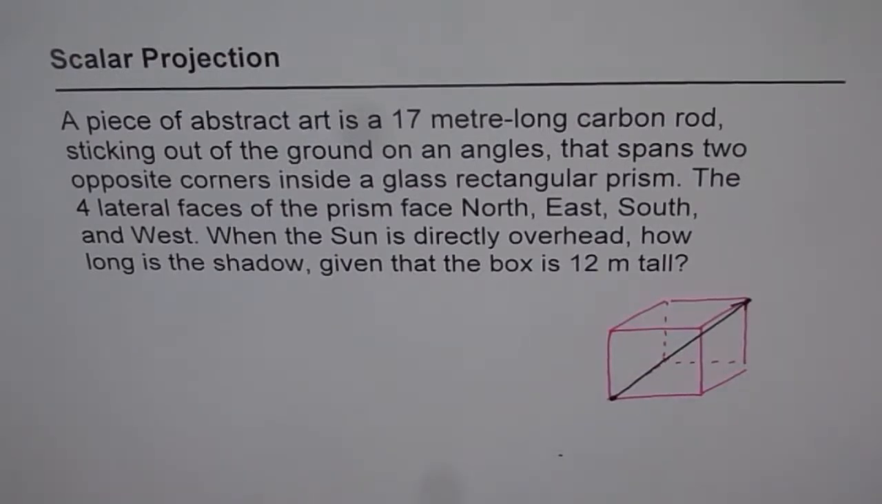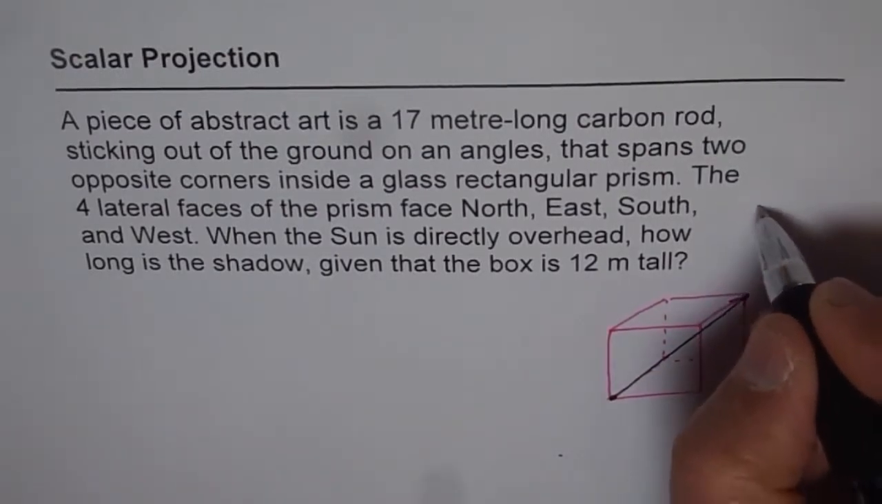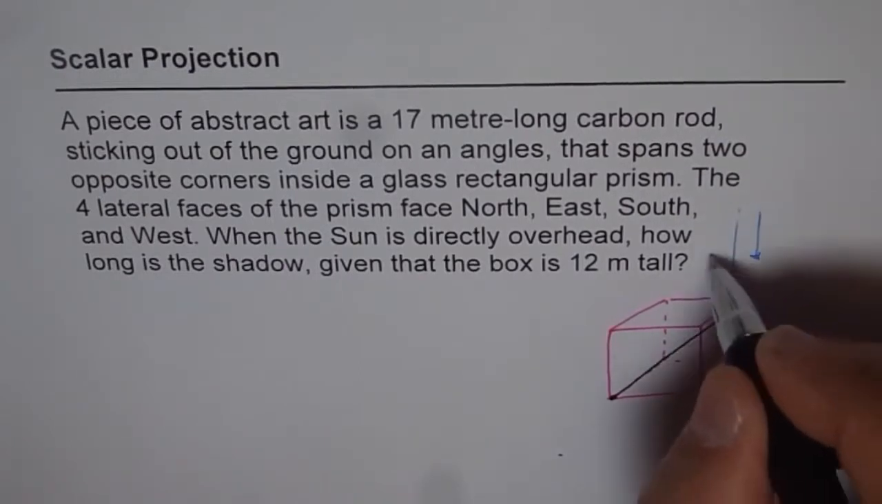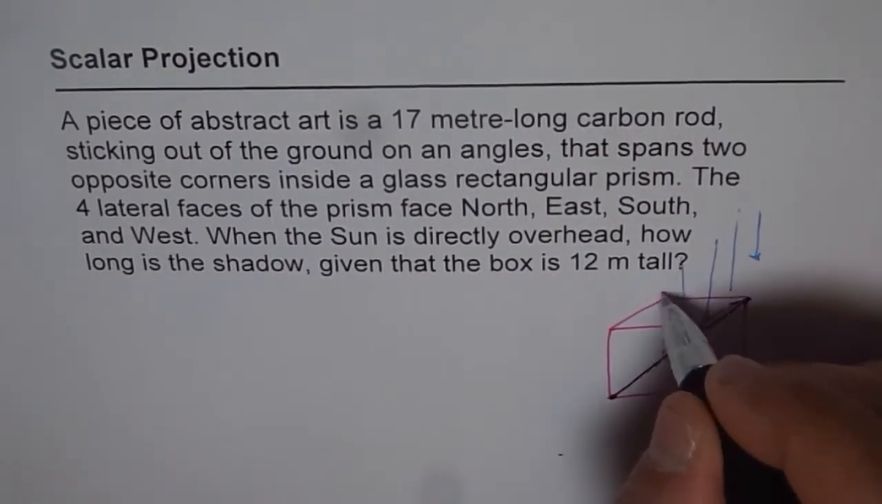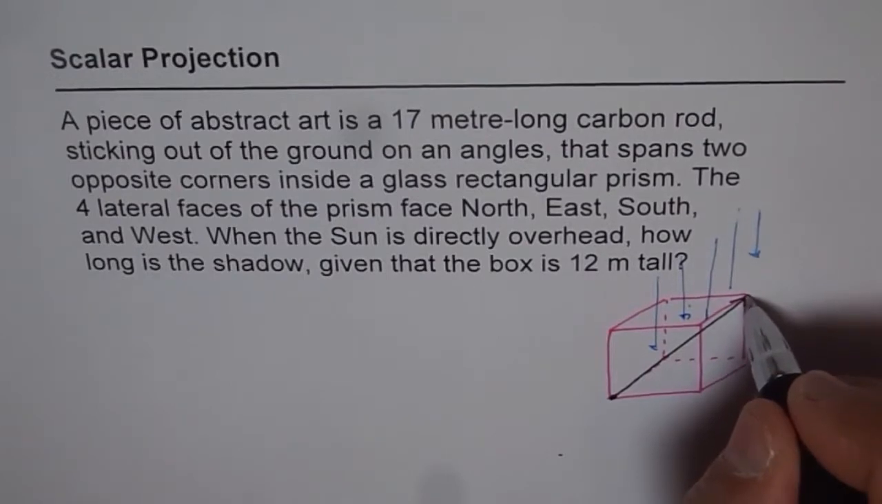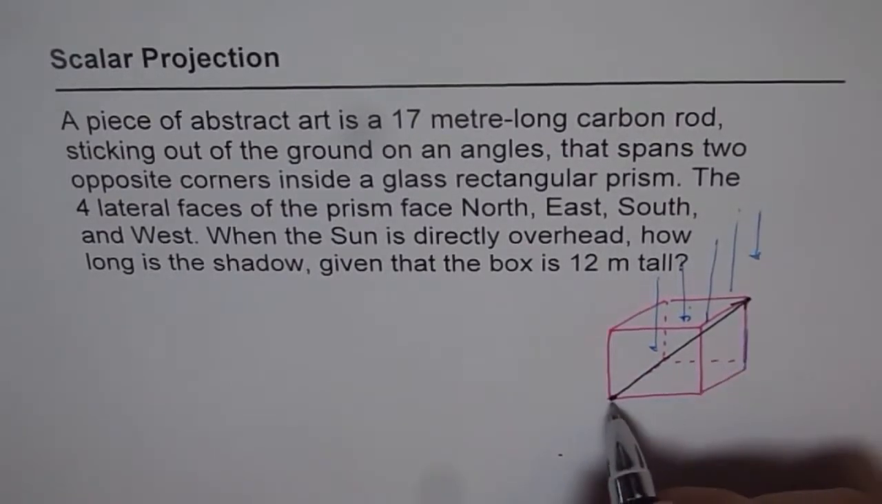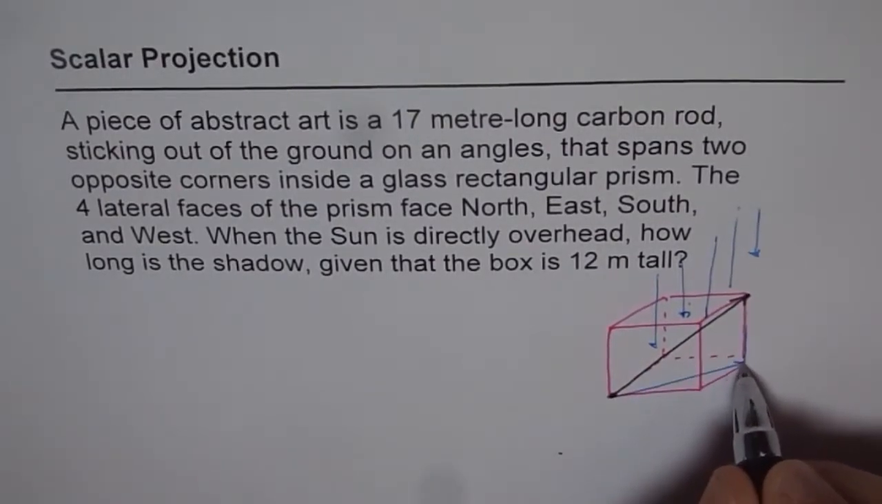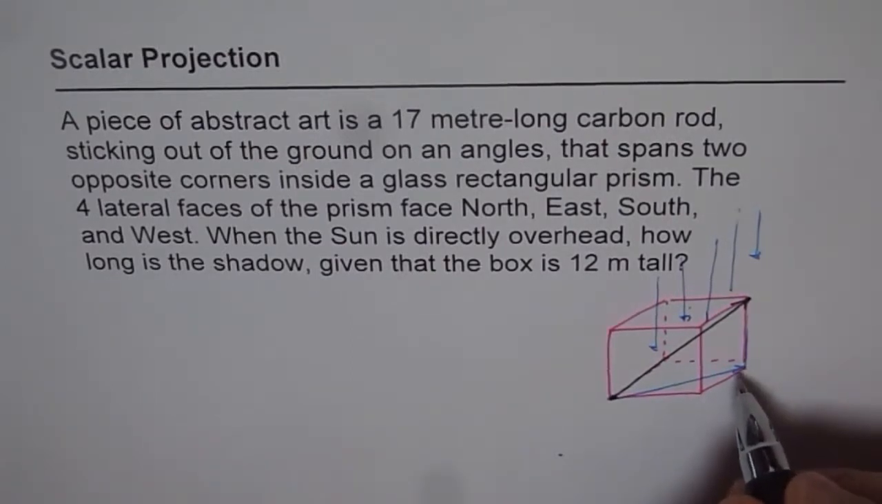Now we have the sun right here on the top. That means there is a shadow which will fall like this, right? So when there is a shadow falling on the top of it, you'll see a shadow along this path. This is your shadow then, correct?